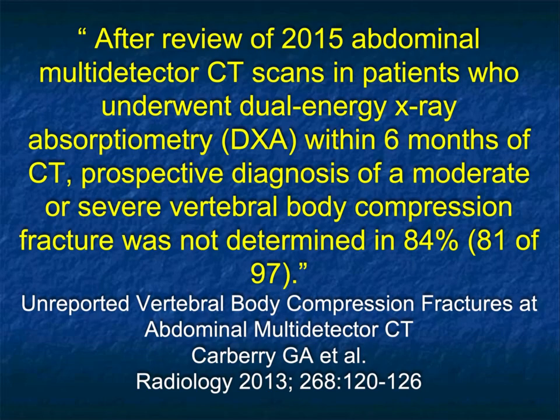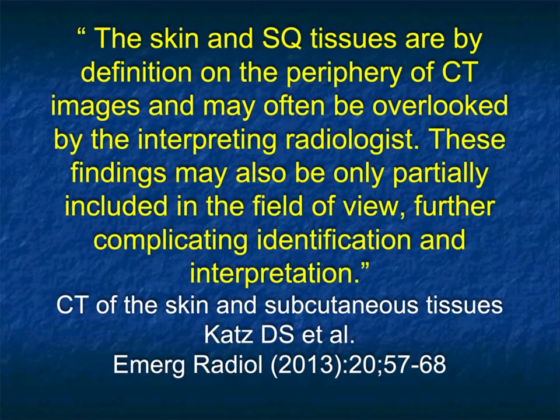In this article, 2015 abdominal CT scans, prospective diagnosis of a moderate or severe body compression fracture was not determined in 84% of cases. That's just terrible. You need to look very, very carefully. Also, I'll remind you, always look at the skin and soft tissues. Sometimes it gives you a hint of pathology. Think neurofibromatosis. Sometimes we see metastasis.